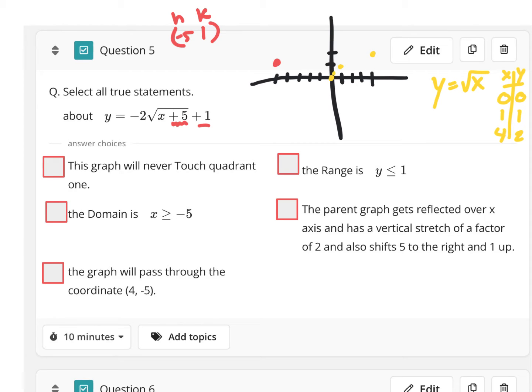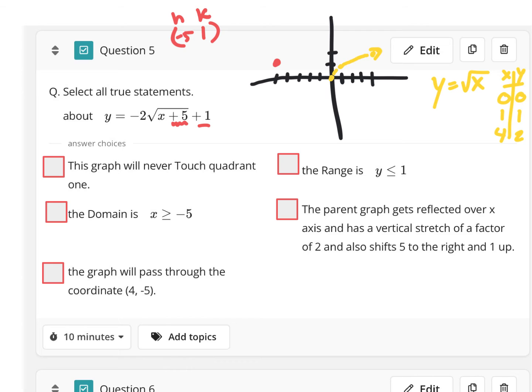So it does start here at 0, 0, and it shoots off in this direction, going forever up and to the right. The parent graph is obviously only in quadrant 1. I mean, yeah, it starts at 0, 0, which is in between all quadrants, but it is all in quadrant 1. It doesn't ever go into quadrant 2, 3, or 4.